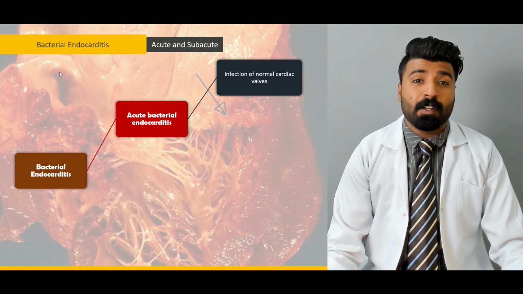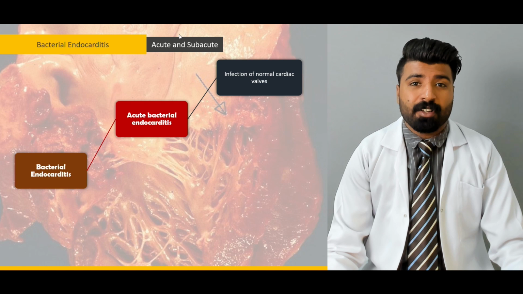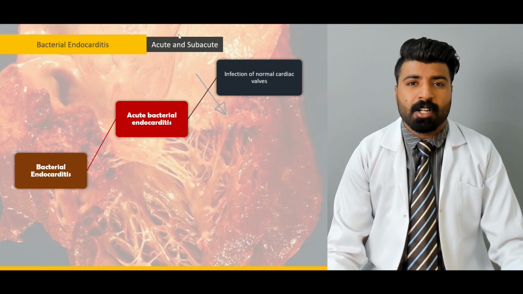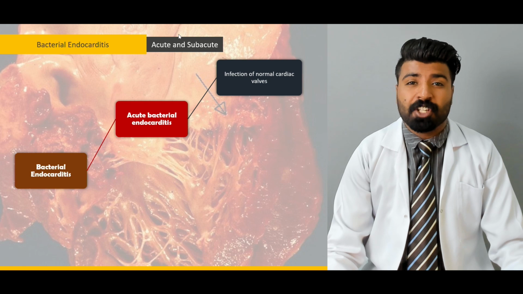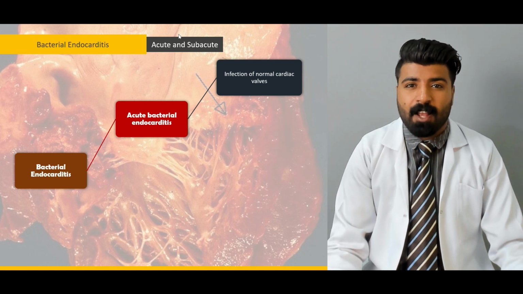Rheumatic fever is one of those examples. Rheumatic heart disease is one of those examples in which the normal cardiac valves underwent some pathology, some changes due to rheumatic fever, and led to the formation of abnormal cardiac valves. So that's how we differentiate between abnormal and normal cardiac valves.